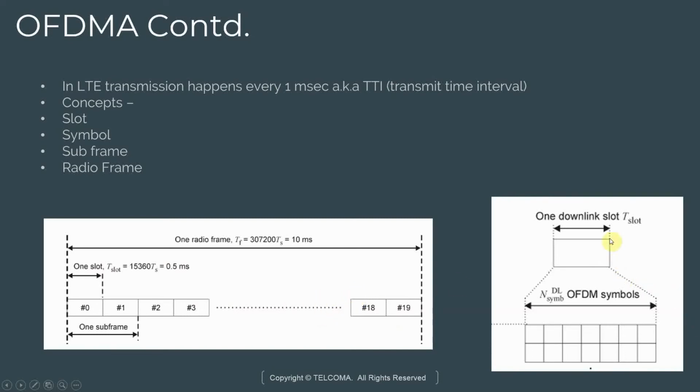Now within each slot you can have a certain number of OFDM symbols, and in this case I'm showing 1, 2, 3, 4, 5, 6, 7. You can have 7 OFDM symbols in this instance. LTE does allow 6 OFDM symbols as well if you were to use extended cyclic prefix, but with a normal cyclic prefix you can get away with 7 OFDM symbols.